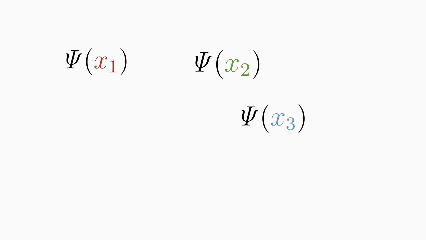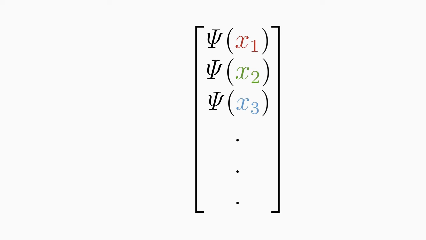We can then represent all function values as a list. We can take this list of values to be a column vector psi that lives in an abstract space. The vector then has the components psi of x1, psi of x2, psi of x3, and so on. We can even visualize this vector as in linear algebra.